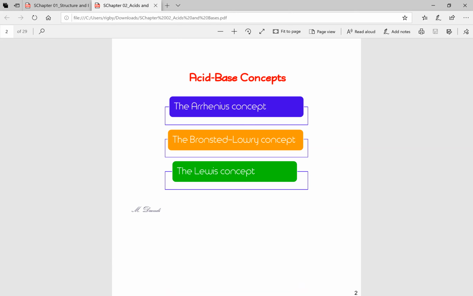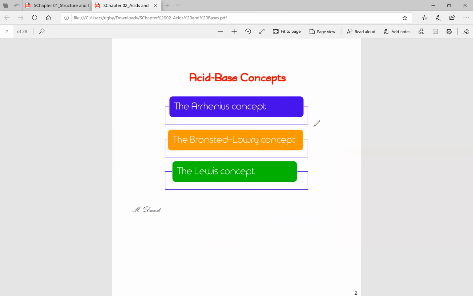So the Arrhenius concept is essentially when you put an acid or a base in the water, it's going to generate either hydrogen positive ions or OH negative ions. It's one of those two. An acid would generate this in water, a base would generate this in water. Okay? The Bronsted-Lowry concept is a little bit different.